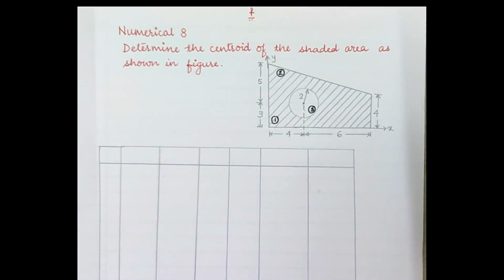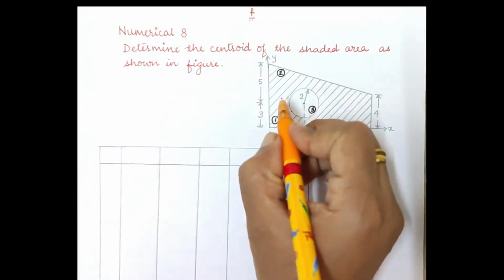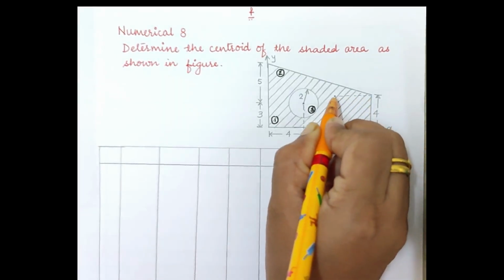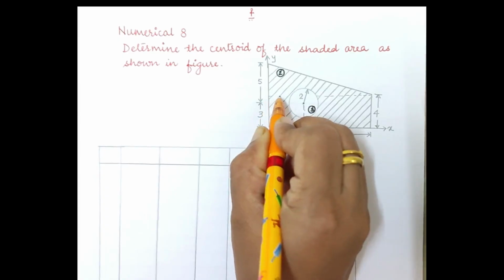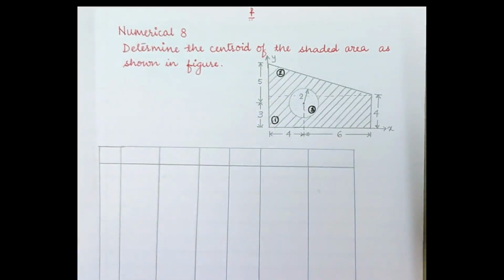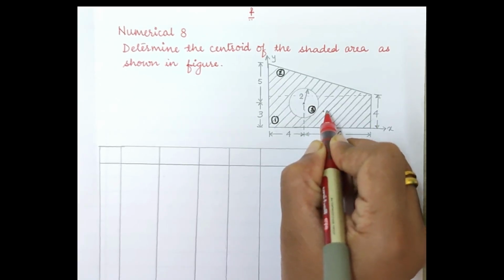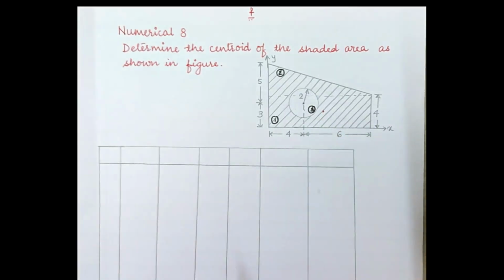I have given them numbering as 1, 2 and 3. Before we go ahead, let's draw the centroids of these figures. For that, we will divide this triangle and the rectangle. Now, for the rectangle, let's draw the centroid, which will come at the center, or at the position where the diagonals meet.